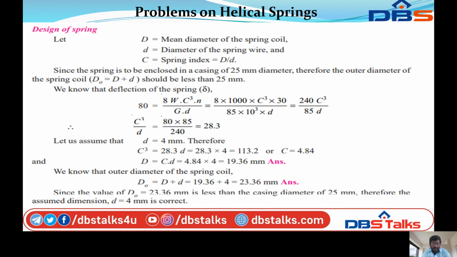So since the value of D naught is equal to 23.36 mm, it is less than the casting diameter of 25 mm. So therefore the assumed diameter small d is equal to 4 mm is correct.